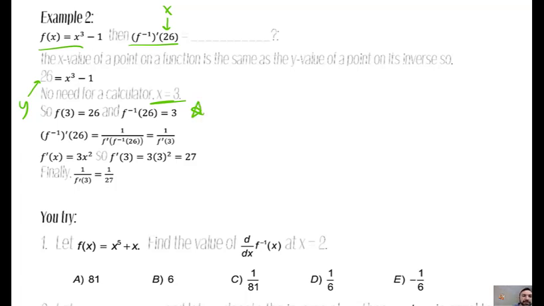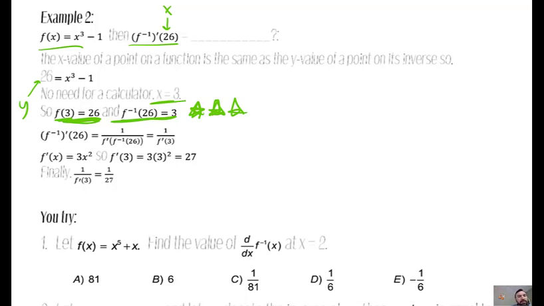Alright, so this step, I'm about to use this information here. You really need to understand why I'm doing those steps. So what I just figured out is plugging in 3 for x gives me a y value of 26 on the function, which means I could swap those around, and I can tell you that plugging in 26 into the inverse is the same thing as giving you 3 into its inverse.